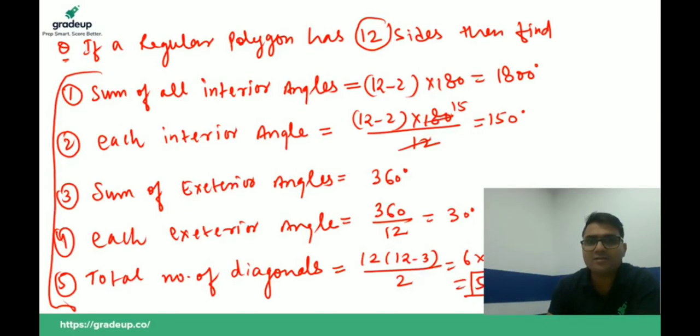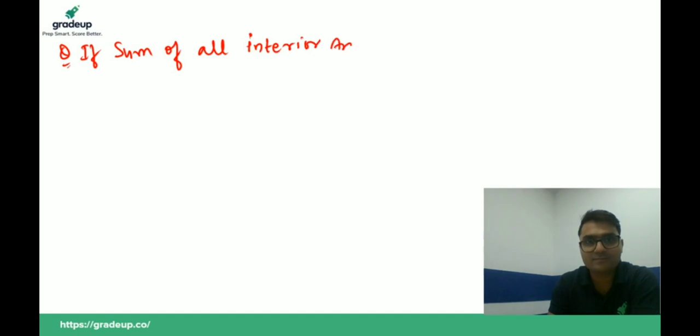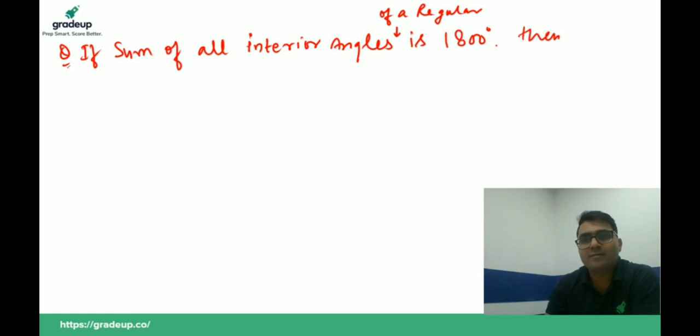Similarly, if you have the sum of all interior angles, you can easily find the number of sides. Yes, Naresh, please try to understand. If the sum of all interior angles of a regular polygon is 1800 degrees, then find the number of sides.